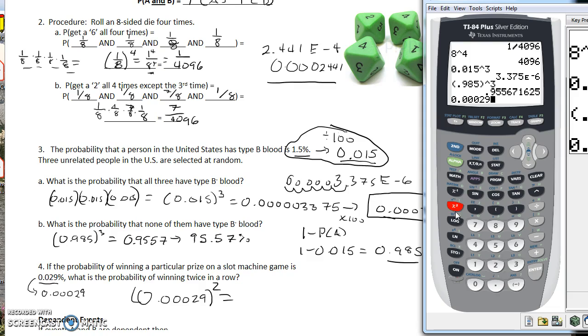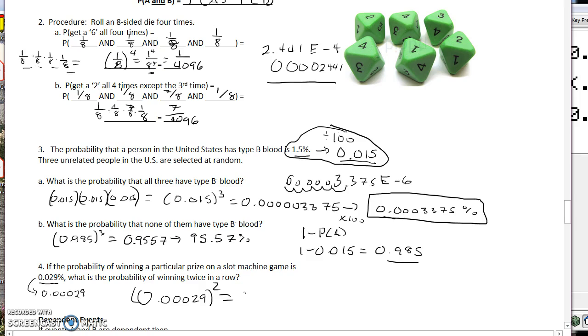0.00029, and then we will square this. That's going to give us a tiny number. Again, that means I need to move the decimal place over to the left 8 places, which is going to give me 0.0000000 and then 841. There's 7 zeros, and then 841. So tiny, tiny probability. Again, if you need this as a percentage, you're going to multiply that by 100.